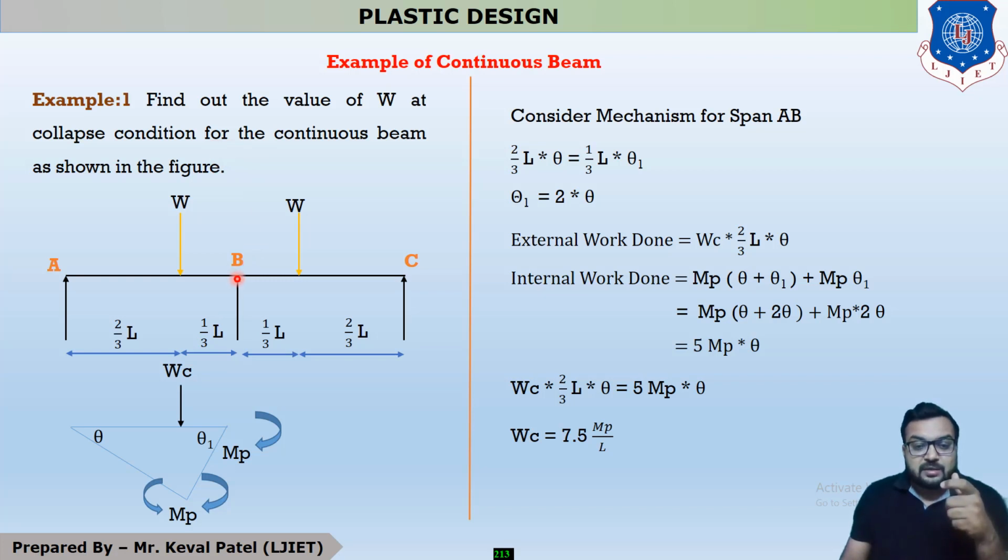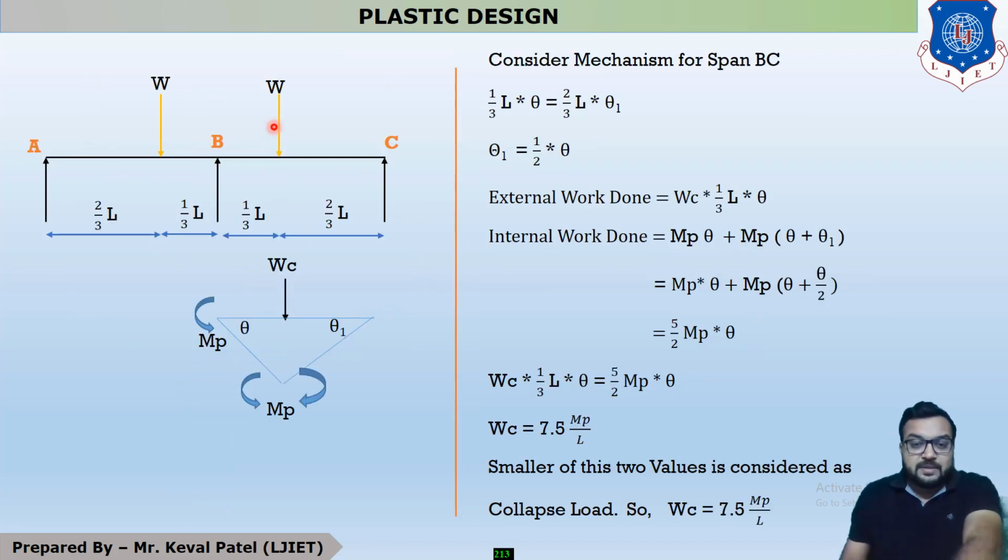Now we are moving further to the calculation of span BC. For span BC, this support is a fixed support because it is an intermediate support, so this point takes moment. This point also takes moment, and this is your simple support, so it is not taking any moments. So its deflection shape is like this.